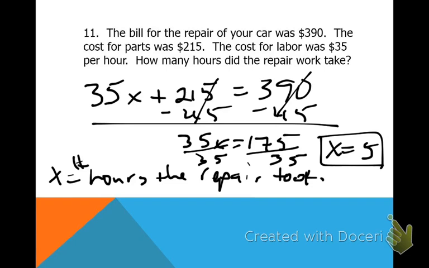Okay. The bill for the repair of your car was $390. That's what everything was equal to. It's what it totaled out to, however you want to look at it. Now how did you get to the $390? You got to take the $215 for the parts and add into it the labor, which is $35 per. There's that word per. We're going to multiply 35 times something. Okay, good.